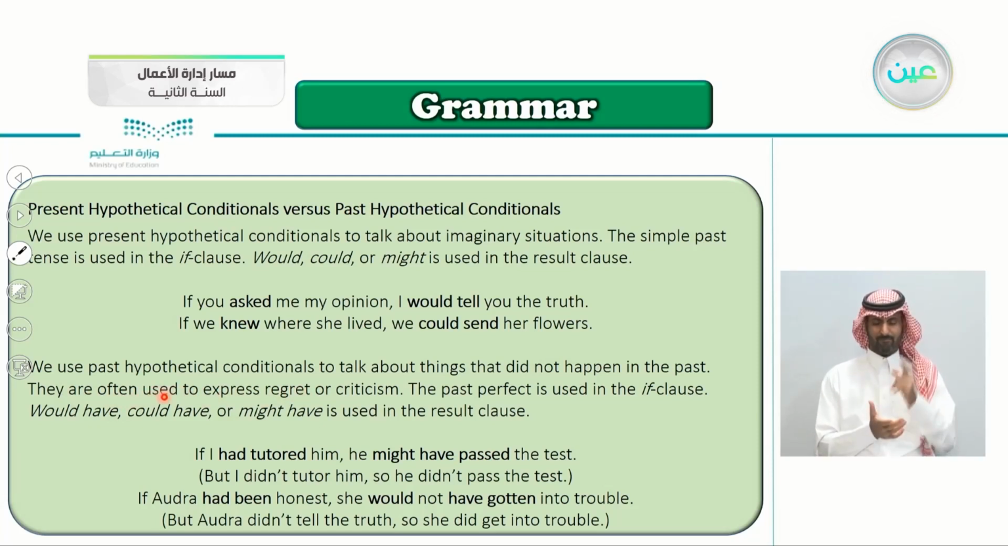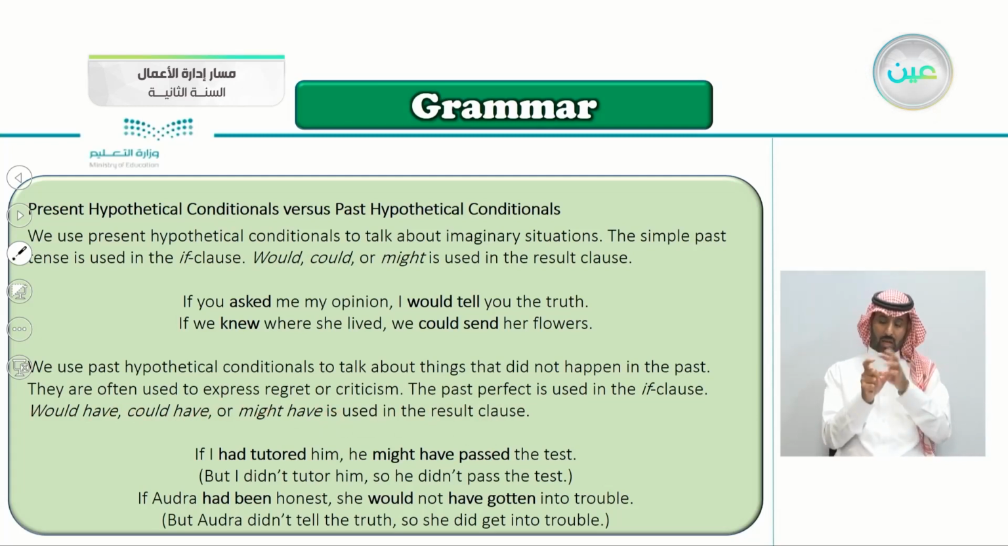So when do we use this conditional, the past hypothetical conditional? We sometimes or often use it to express regret. You regret something, or criticism, to criticize something. The past perfect is used in the if clause. So here in the if clause we use the past tense. Here in the if clause we use the past perfect. And we use would have, could have, or might have in the result clause.